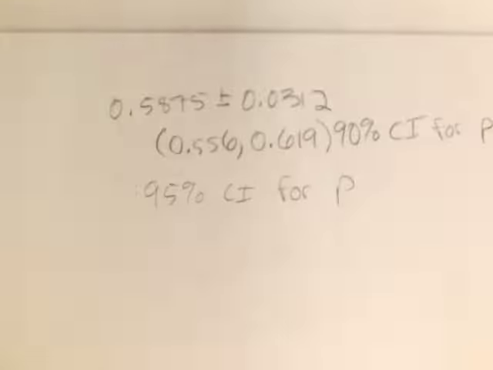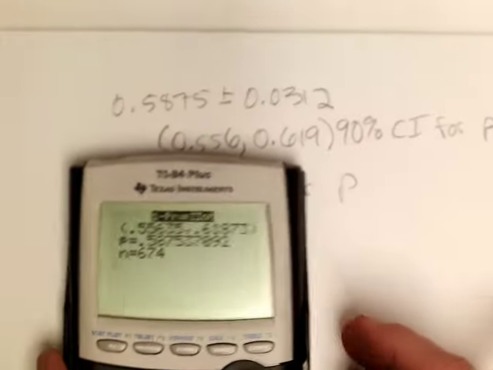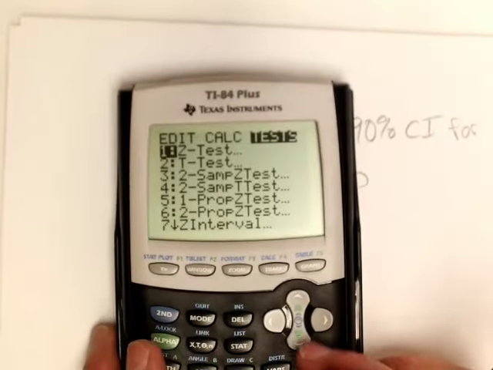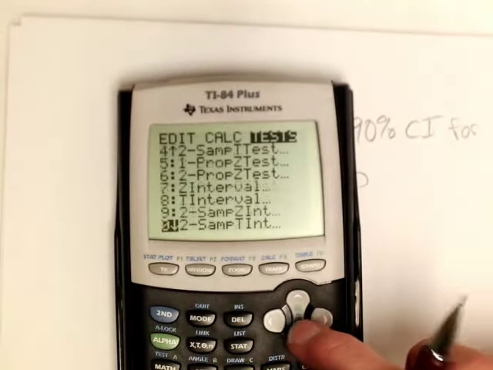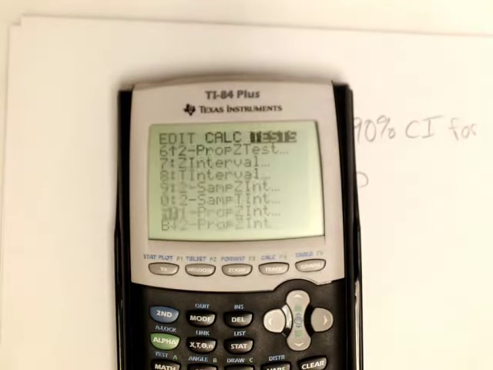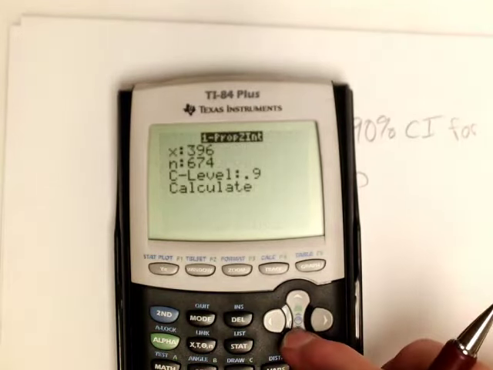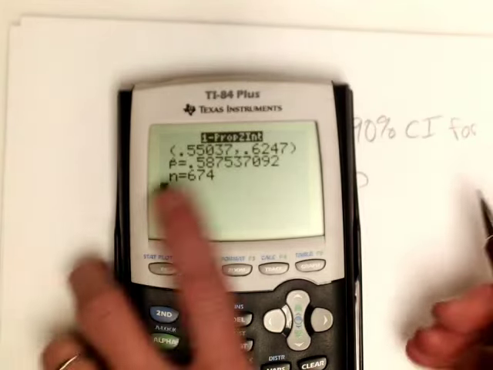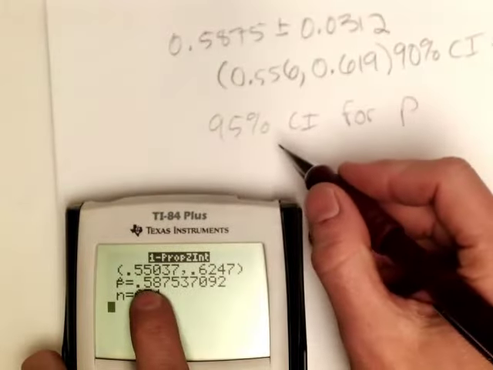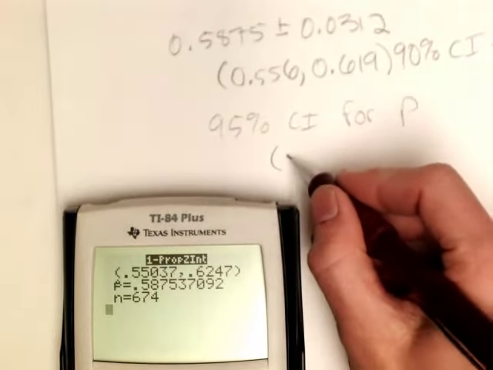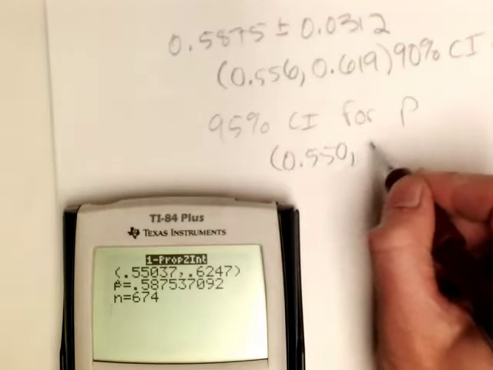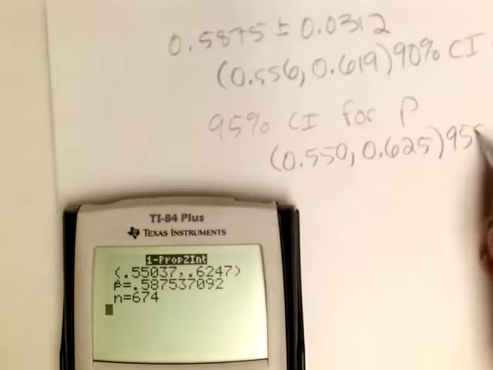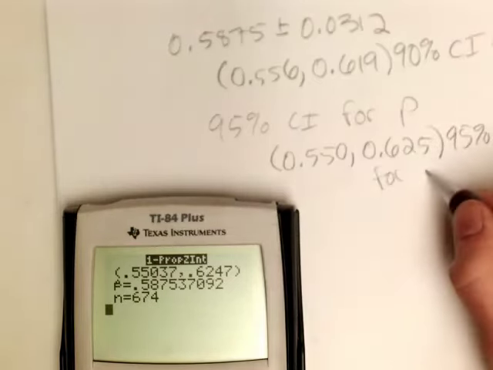So let's go ahead and get this in the calculator. I want to go back to my stat menu, right arrow over to tests, and then scroll down to the one proportion z interval. And now I'm just going to change my level of confidence to 0.95. From the calculator, I get a confidence interval of 0.550 up to 0.625, and that's a 95% confidence interval for p.